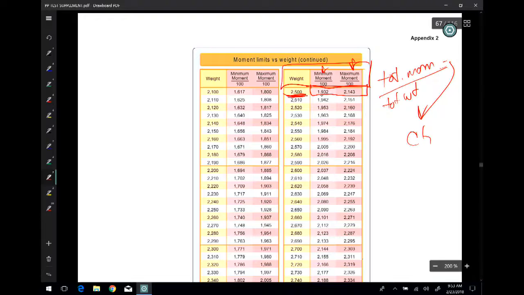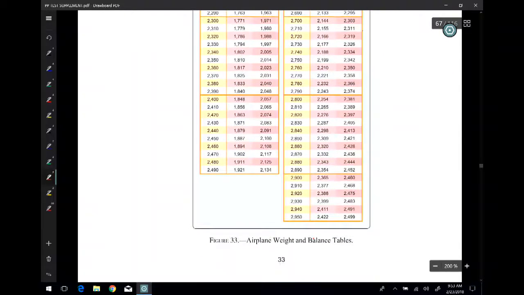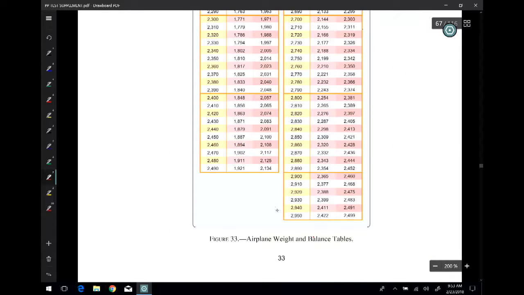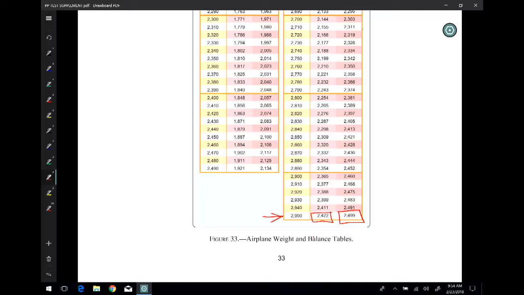So you can see at 2,500 pounds here, you have a minimum moment of 1932. You have a maximum moment of 2143. If you look down here at the actual max takeoff weights, you'll see that you have a minimum moment of 2422 and a maximum moment of 2499. So that is going to be the thing that, for this weight of this airplane, will factor what your CG is for that particular weight. All good there.